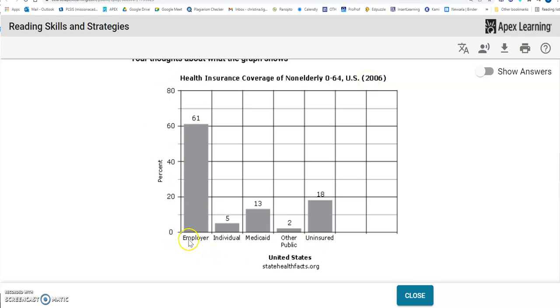Then I look down here where it says employer, individual, Medicaid, other public, and uninsured. Looking at all this information together, I can conclude that this graph measures what percent of non-elderly people in the US in 2006 got their health insurance coverage from their employer, what percent got their health insurance coverage from individual insurance, what percent got their coverage from Medicaid, from other public insurance, or from uninsured. That is what this graph tells us.